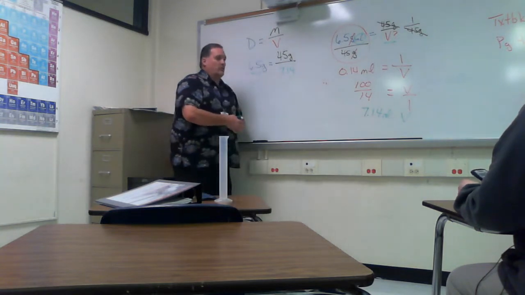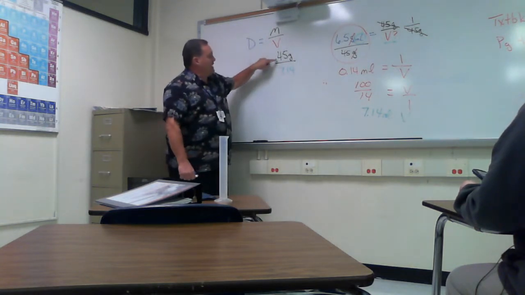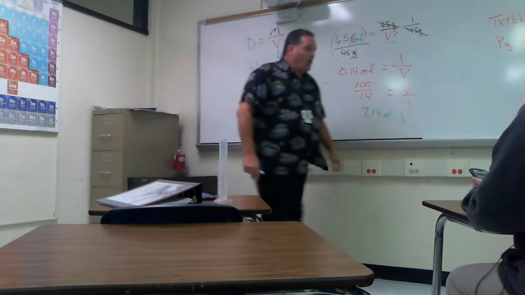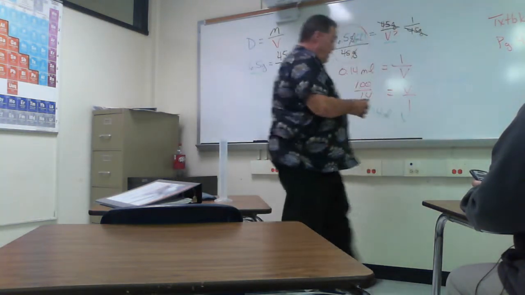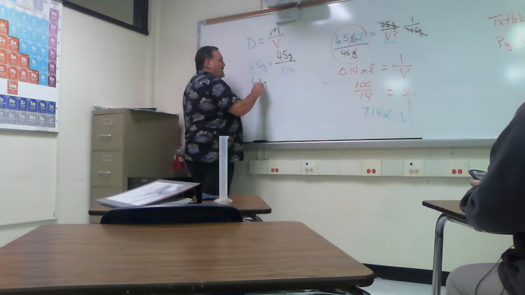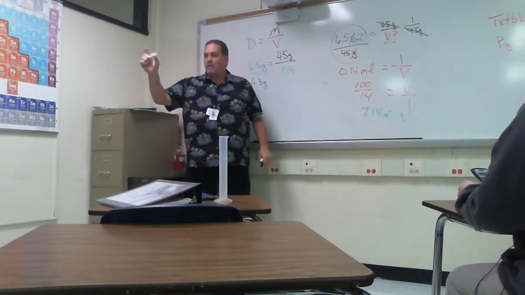No, you didn't do it right. Hold on, what do we have? 45 divided by 7.14. It should be what? 6.1. 6.30. Okay, 6.30, and that's awful close, isn't it? Now, why are we off a little? Because we rounded those numbers off, remember?